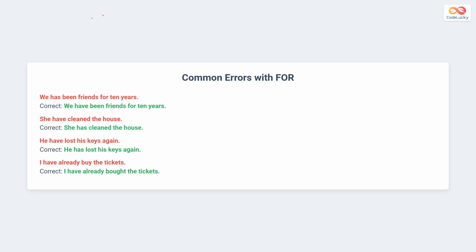Common mistakes include incorrect verb forms and subject-verb agreement. For instance, saying "we has been friends" is wrong. The correct form is "we have been friends."